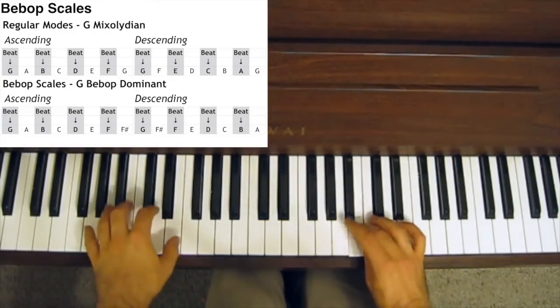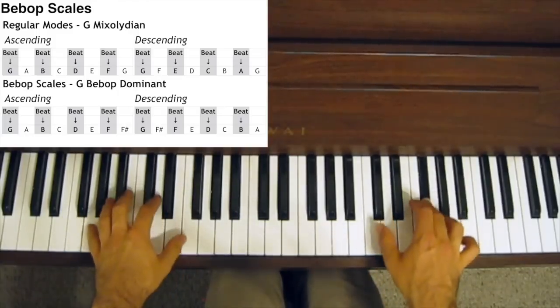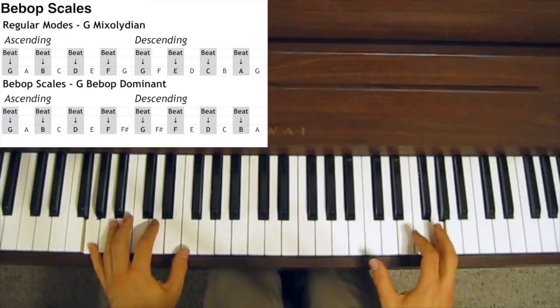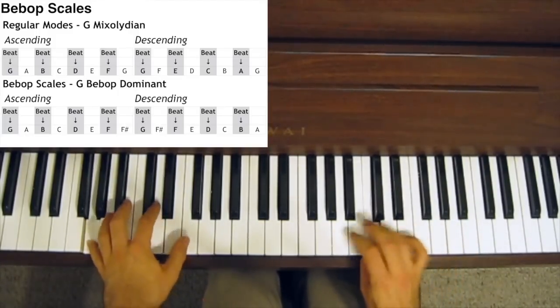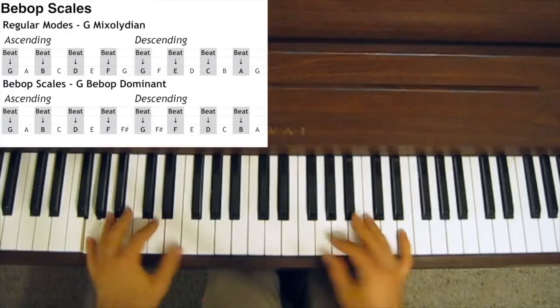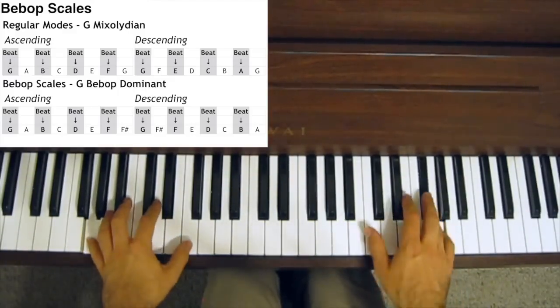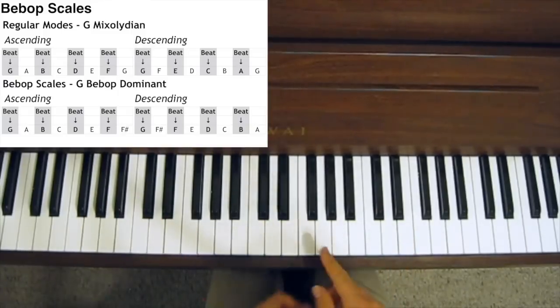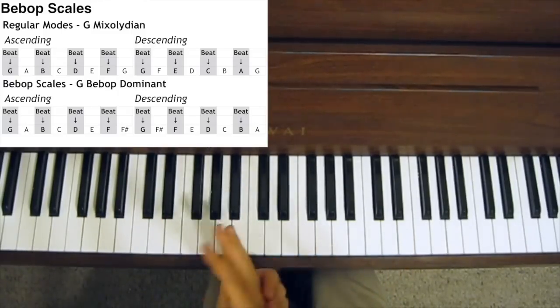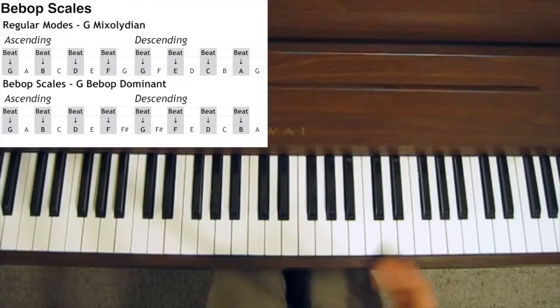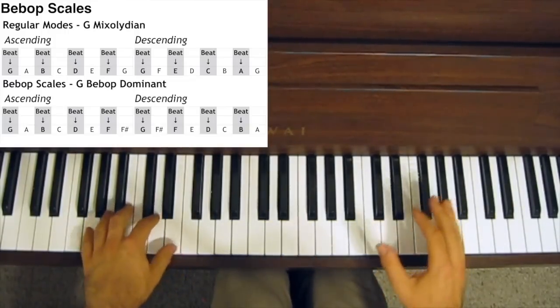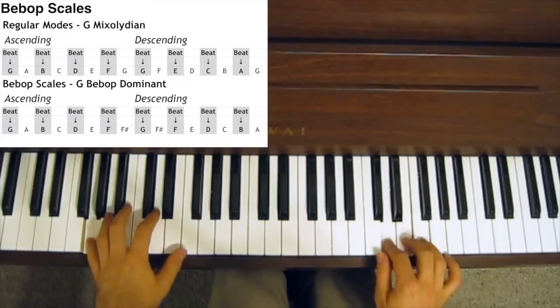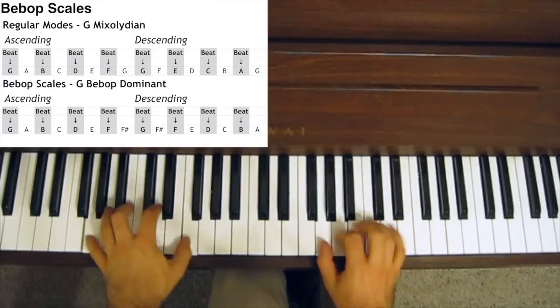So 4 and 1, and then we go back down. And again we finish with 4 and 1. So we finish on the root note on beat 1 of the next bar. And notice this time that we're accenting the notes G, F, D, B, G.